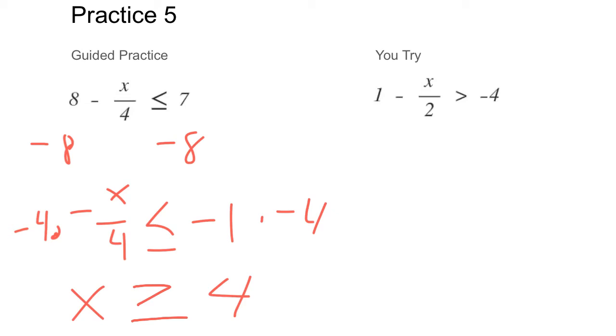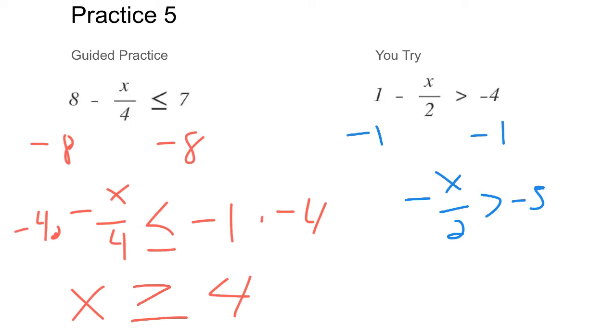Okay, on the you try, we have 1 minus x over 2, or x divided by 2, is greater than negative 4. I'm going to subtract the 1 from both sides. That leaves me with negative x over 2 is greater than negative 5, because I have negative 4, I'm taking away 1 more. That leaves me with negative 5.